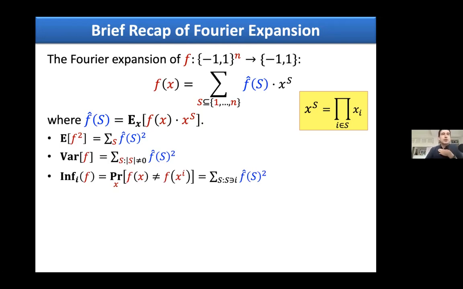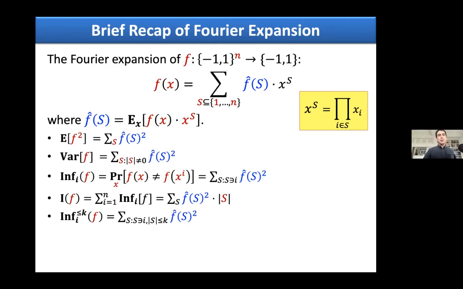And a very important notion in analysis of Boolean functions, the influence, captures the probability that if we flip the ith bit, we change the value of the function. This can be written as a sum of squares over sets that contain the coordinate i. And if we take the total influence, or the sum of all influences, every set is summed up by its cardinality. So we really get this very nice expression for the total influence.